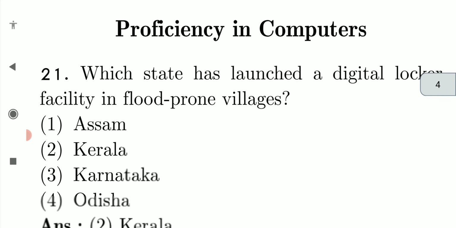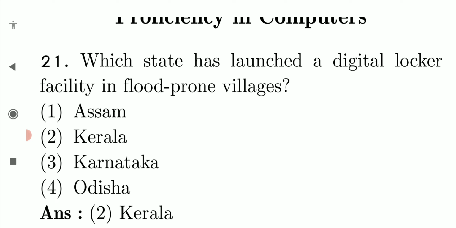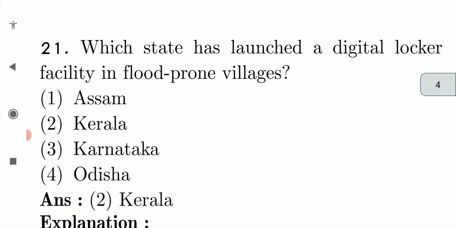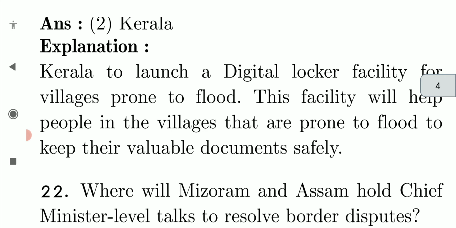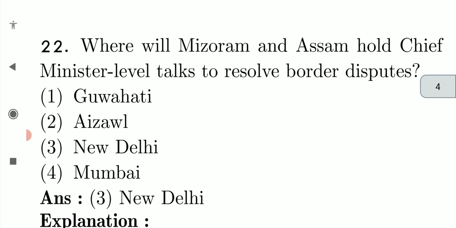Then we are going to see some general knowledge questions. Which state has launched a digital locker facility in flood prone villages? Kerala. Tamil Nadu is here, and nearby Kerala is there. Digital locker means sometimes floods may happen in some areas, so in that area the most valuable assets can be stored in the digital locker. Kerala to launch digital locker facilities for the villages prone to flood. This facility will help people in flood-prone villages keep their valuable documents safe.